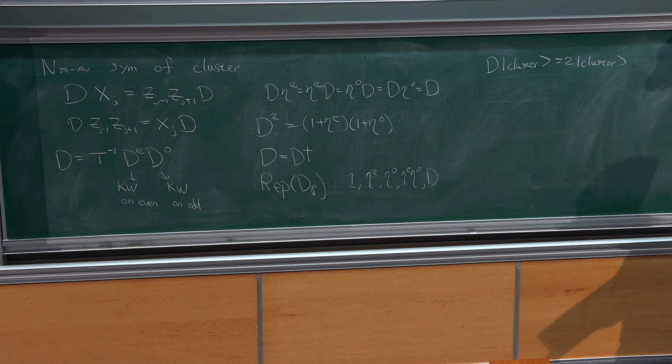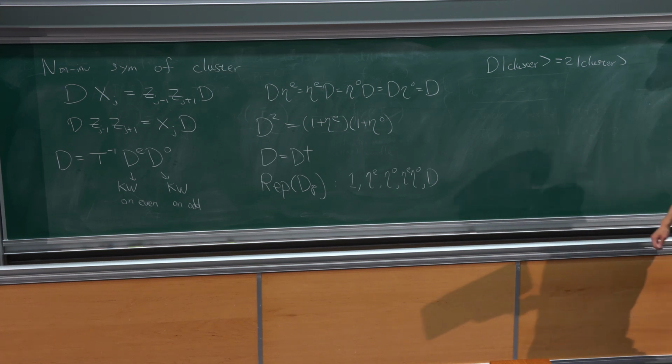Does there still exist a Majorana fermion model where this D becomes invertible, just like in... I think so. That's a good question. I didn't work it out. I think so. I didn't work it out.